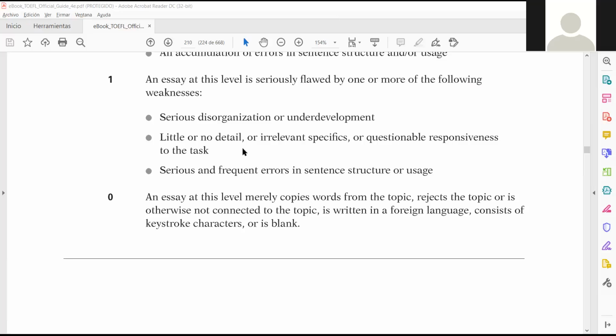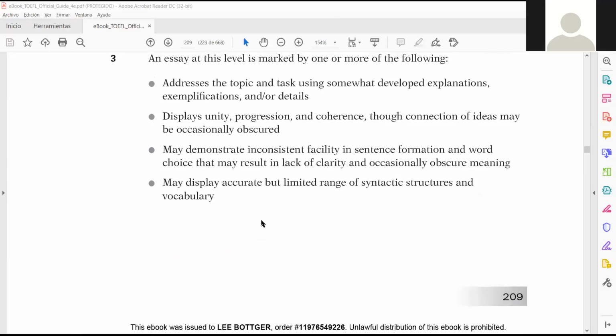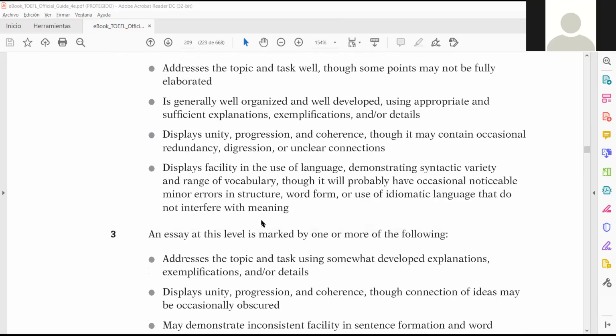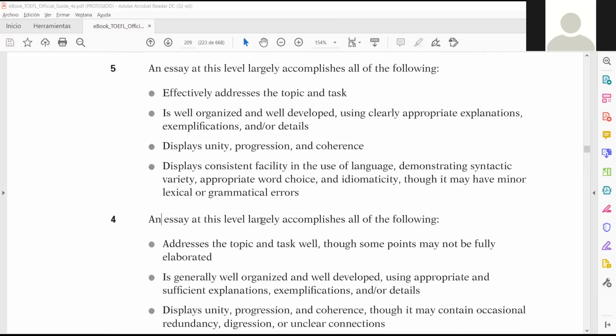Yep, I do not think it's hard to get a zero. So honestly, which score would you give yourself, Luis? I think between 3 or 4, maybe 4. Yeah, I would say also somewhere in the middle of 4 and 5.